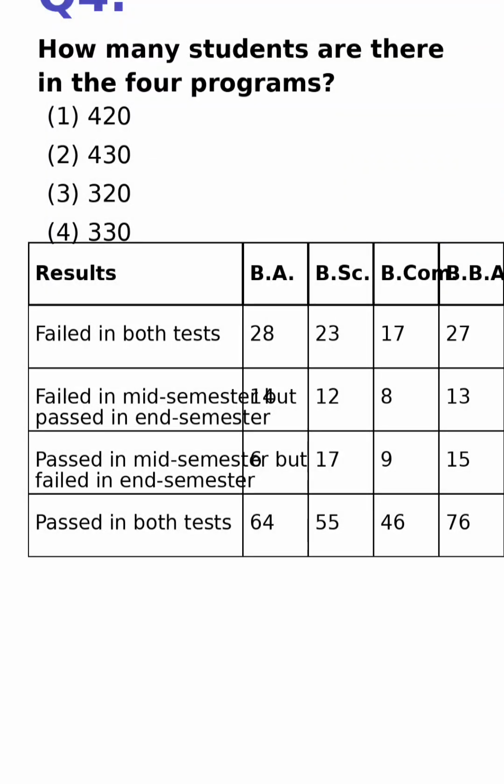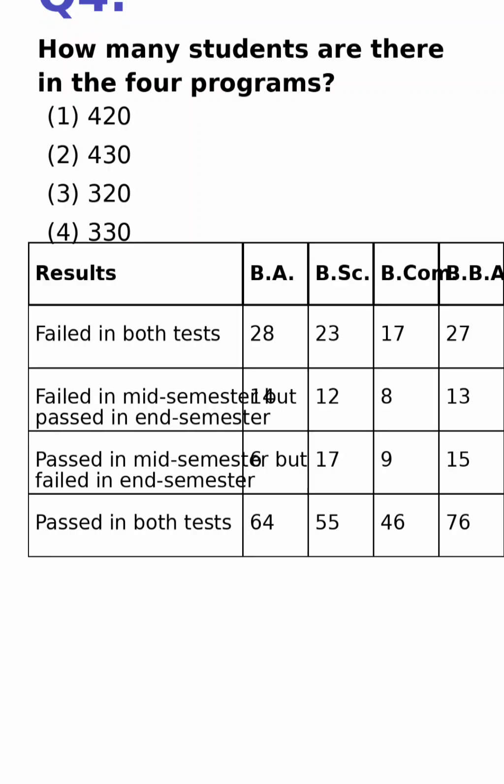Now let's move to the next question. Now let's solve this question. We need to find the total number of students in the 4 programs. So first we calculate students in each program separately. For BA, 28 plus 14 plus 6 plus 64 equals 112.